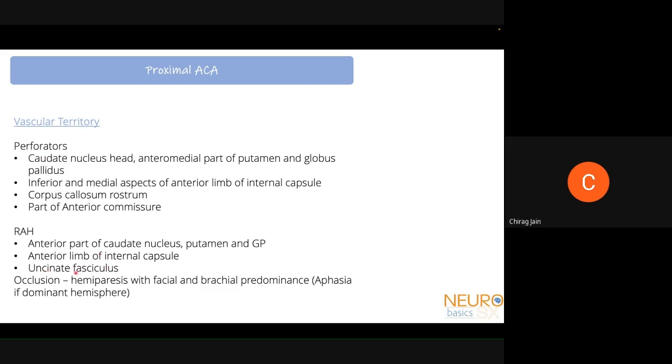So when you occlude the recurrent artery of Heubner, which can happen when you're clipping ACOM aneurysms, you will get a predominant hemiparesis with facial and brachial predominance. And that happens because you are affecting the part of the internal capsule near the genu. Also, because you can affect the uncinate fasciculus, you can have aphasia if this involves a dominant hemisphere.